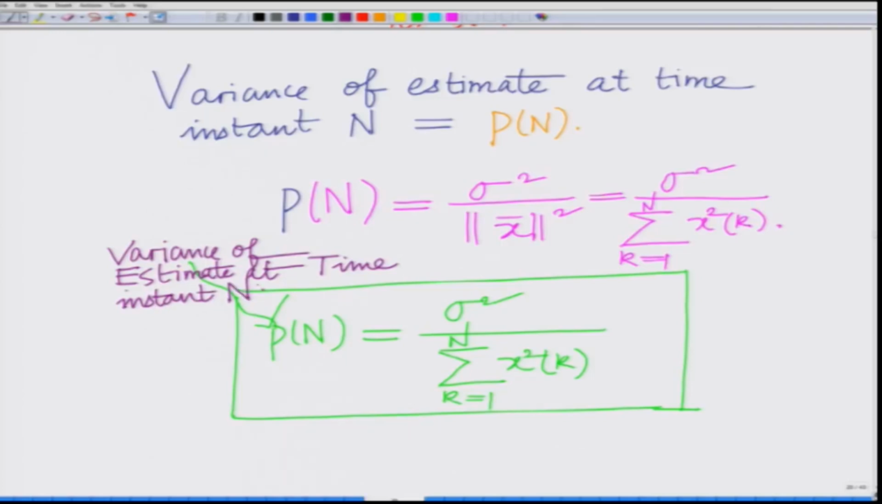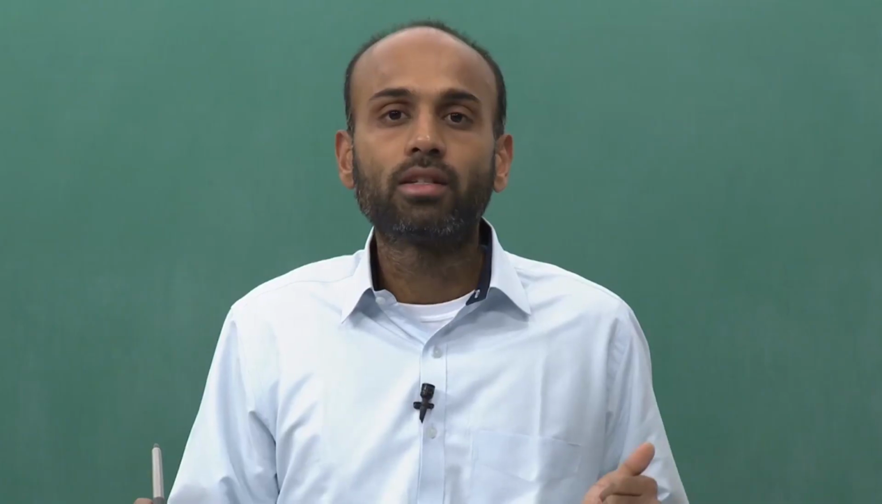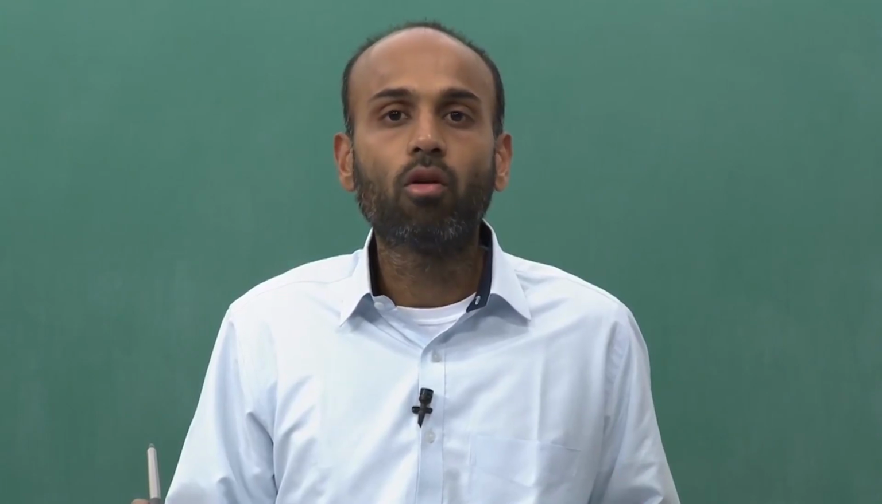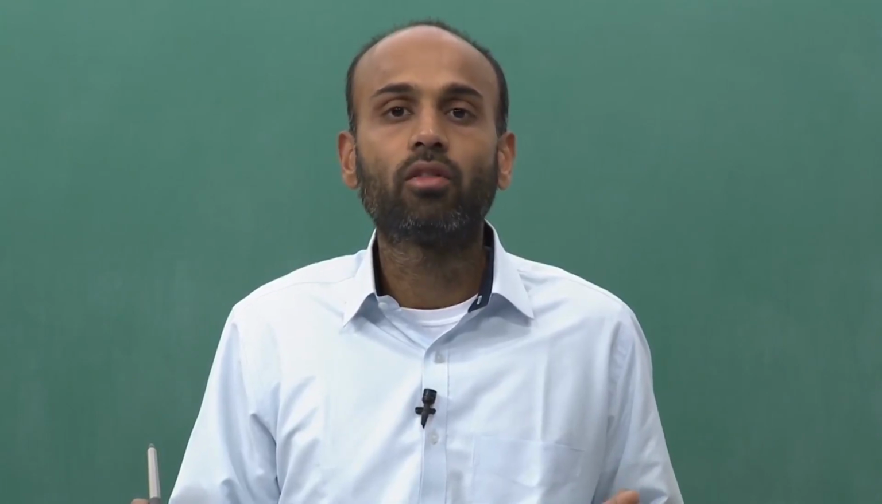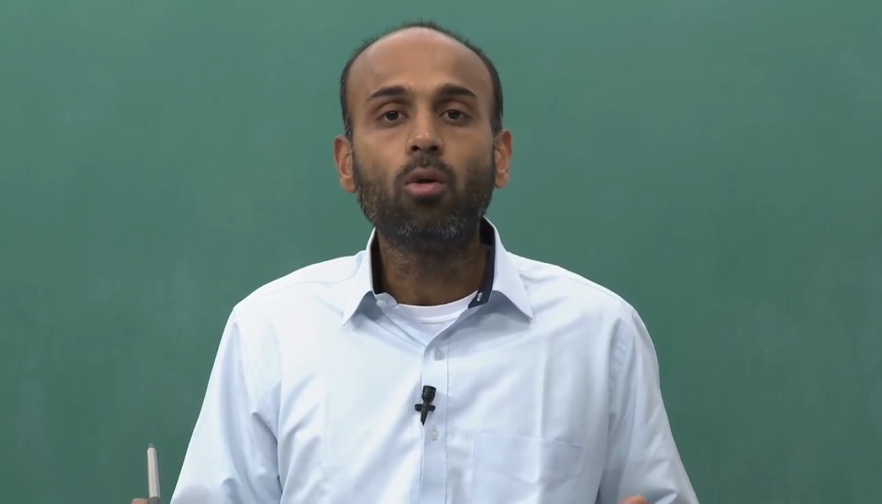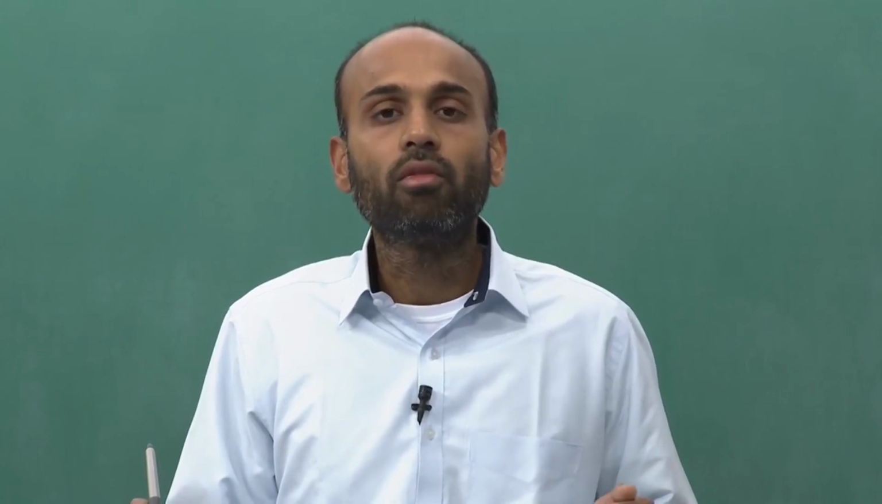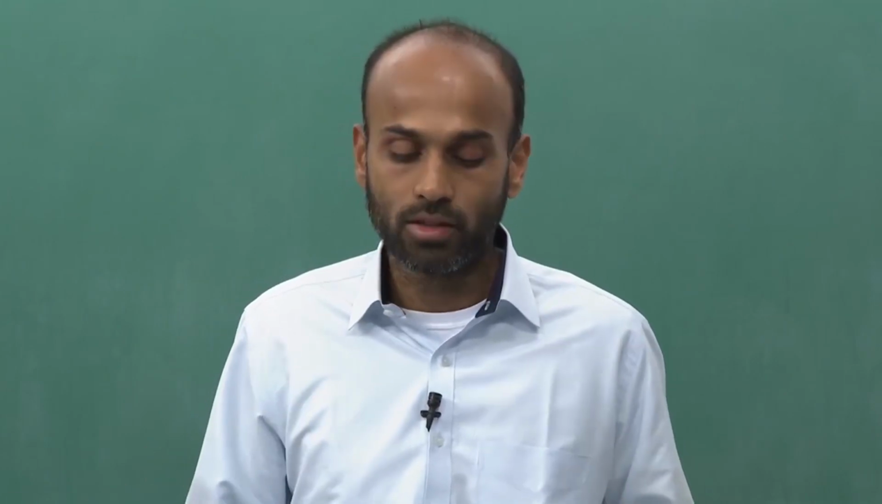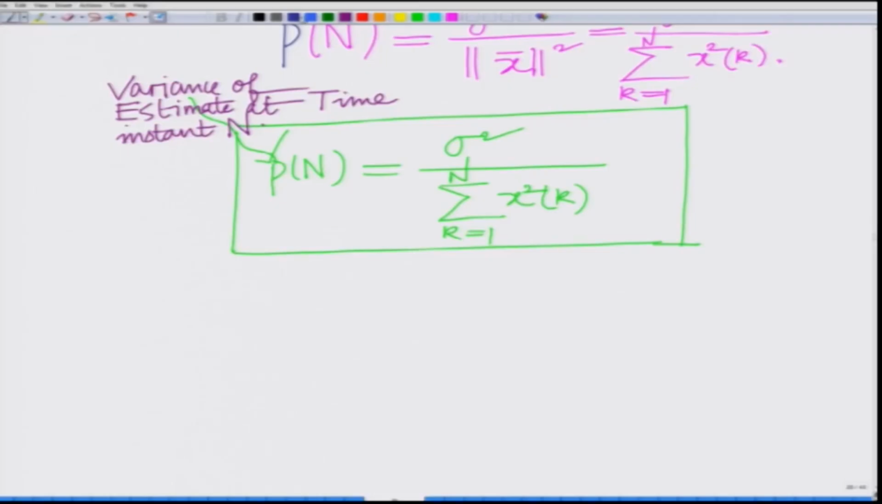Variance of estimate at time instant n. So, we have two things: one is h hat of n, which is the estimate computed at time instant n, and then we have P of n, which is basically the variance of the estimate at time instant n. Now, based on these two, we will update the estimate at time instant n plus 1, that is, at the next time instant. So, for the next time instant, consider the transmission of pilot symbol x of n plus 1.